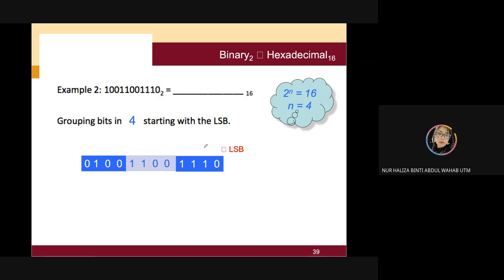Let's see if I group from here. Okay, let's say I group like this. Maybe I put 0 or maybe I just ignore it. This one is 4, 2, 6. Maybe this one is 8, 9. So I will totally get a different answer. So please make sure you remember you will start with the LSB.